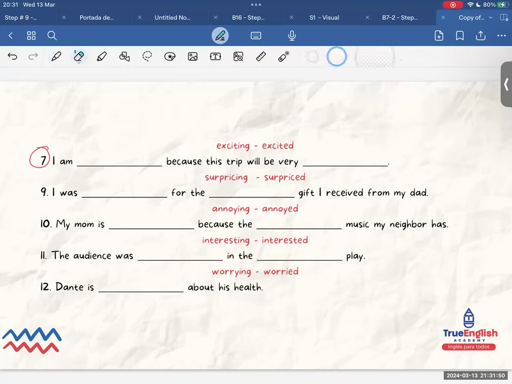Seven. I am excited. I'm excited, because the trip will be very exciting. Estoy emocionado porque el viaje será muy emocionante. Right? Perfect. Let's see. Number nine. I am surprised for the surprising gift I receive from my.